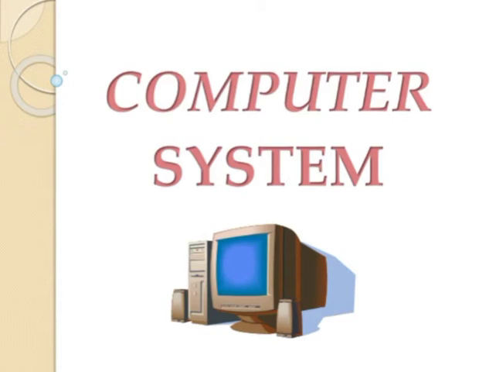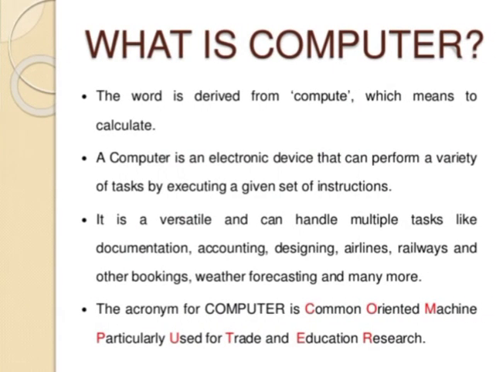Alright, so let's start. What is a computer? The word computer is derived from compute, which means to calculate. A computer is an electronic device that can perform a variety of tasks by executing a given set of instructions. Whatever instruction you give to the computer, only then is the computer going to perform it.